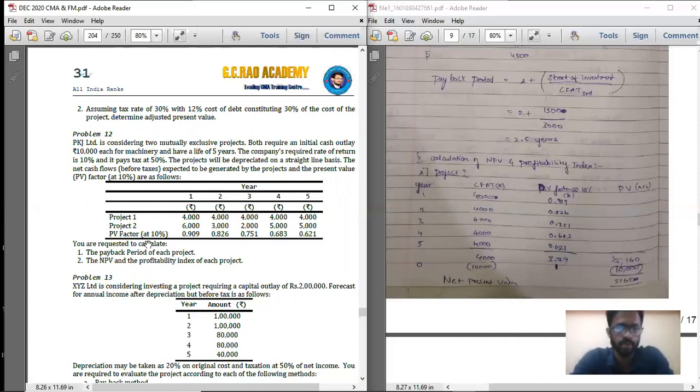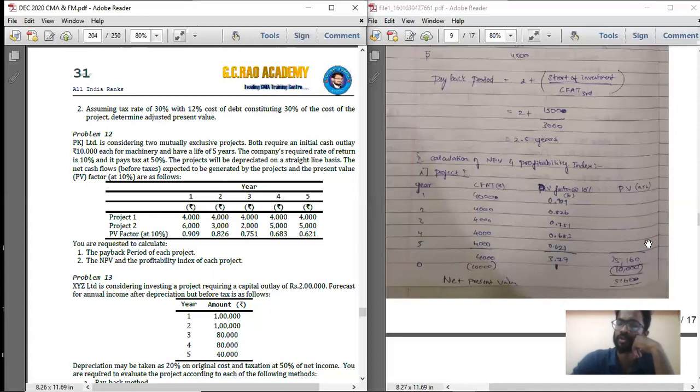Next, the PV factor at the rate of 10%. They have directly given it in the question itself. First year record 0.909, second year 0.826, third year 0.751, fourth year 0.683, fifth year 0.621. So now multiply, and calculate the present values.